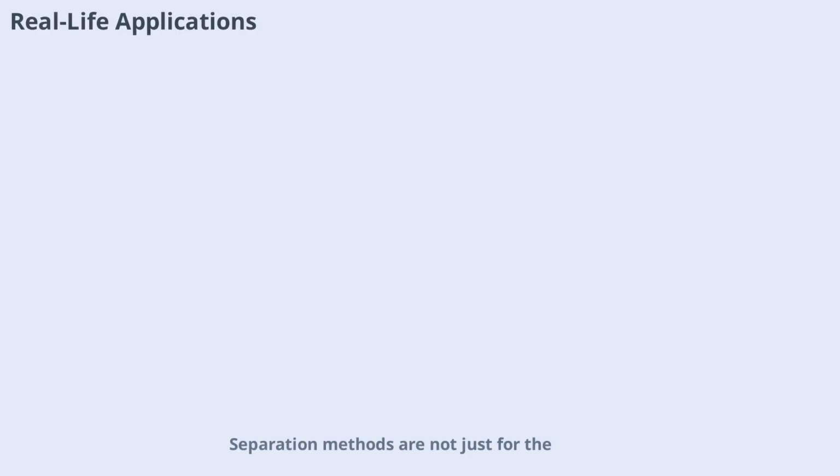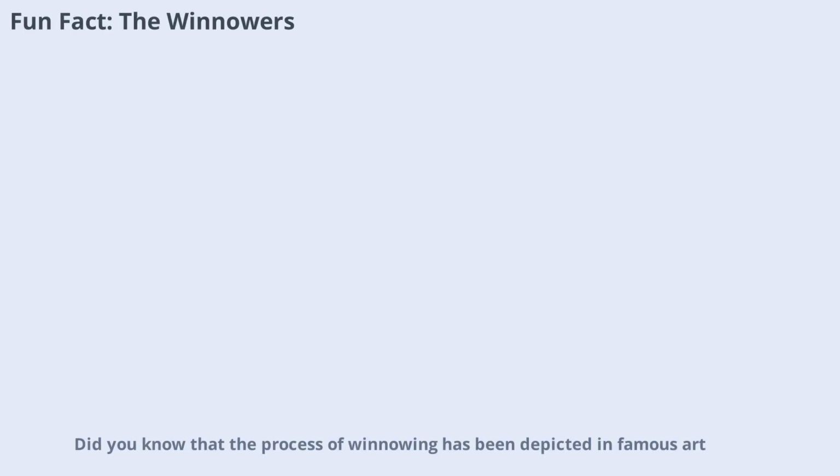Separation methods are not just for the kitchen or classroom, they are used in industries, laboratories, and even in water purification plants. From obtaining salt from seawater to cleaning grains for food, these methods play a crucial role in our lives. Did you know that the process of winnowing has been depicted in famous art?